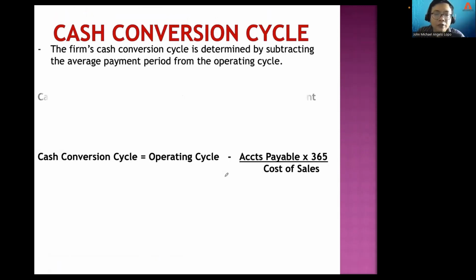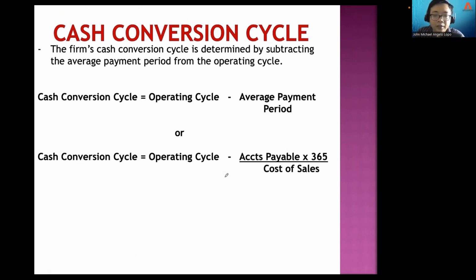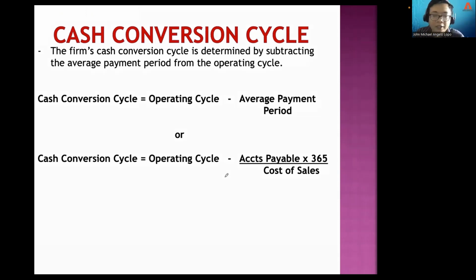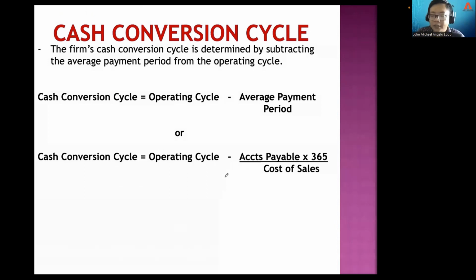Next one, you have also here the cash conversion cycle. Again, let me repeat, class: the cash conversion cycle is the operating cycle minus your payable deferral. This is new, class. How do we compute for payable deferral? Accounts payable times 65 days divided by our cost of sales.